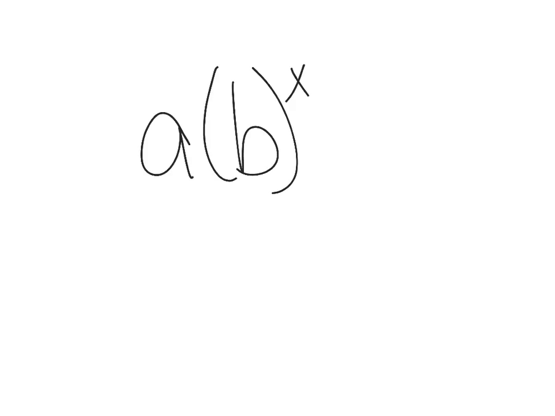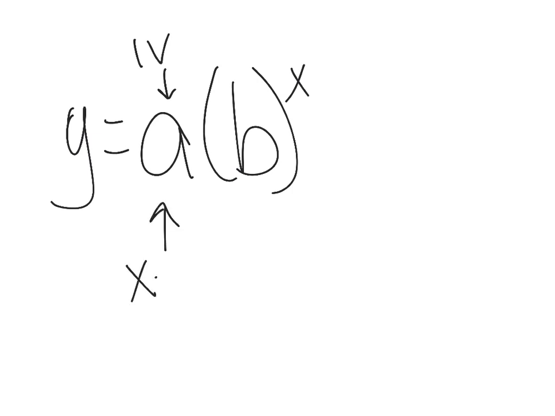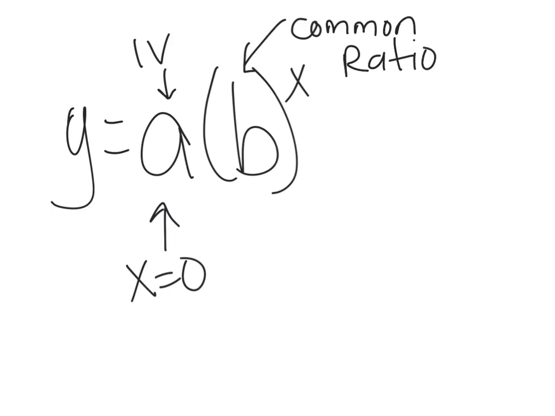We learned that an exponential function follows the format a times b to the x, and it could be y equals or f of x equals, something like that. And we learned that the a represents the initial value of the function, or the value where x equals 0, and that b represents the common ratio, or the thing we multiply by to get the next number.